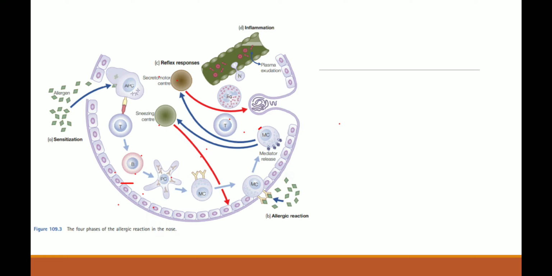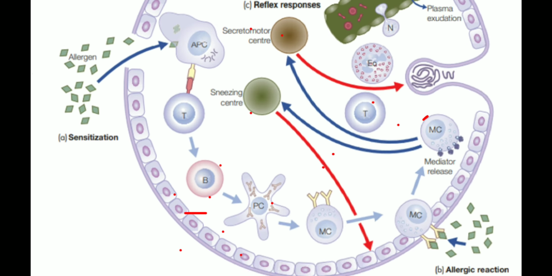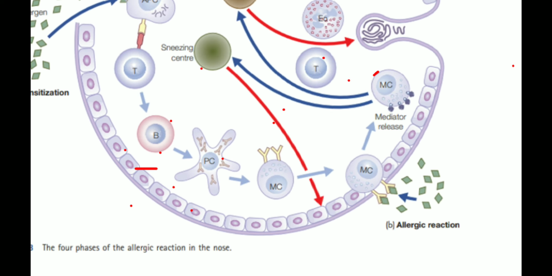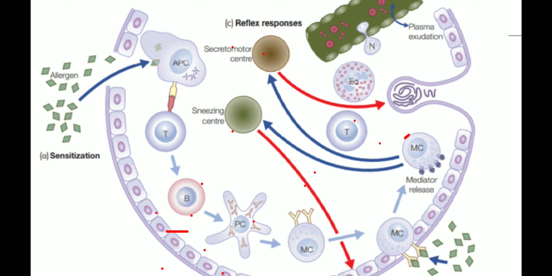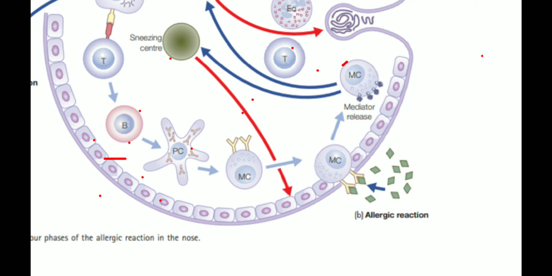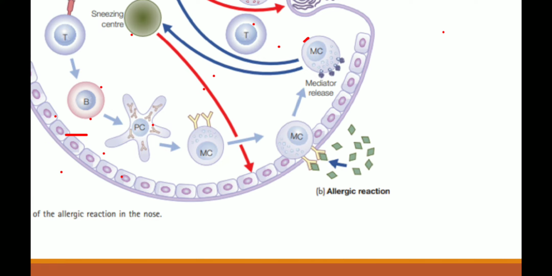The antigen presenting cells. So this is the allergen, and we can see the allergen is taken up by the antigen presenting cells, that is the dendritic cells or the Langerhans cell. The antigen presenting cell will capture the antigen, process it, and present it to the T cells. The T cells in turn stimulate the B cells, and the B cells secrete IgE antibodies, and these IgE antibodies get attached to the mast cells.